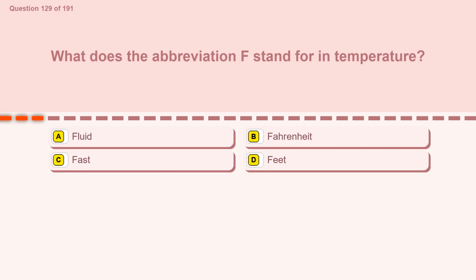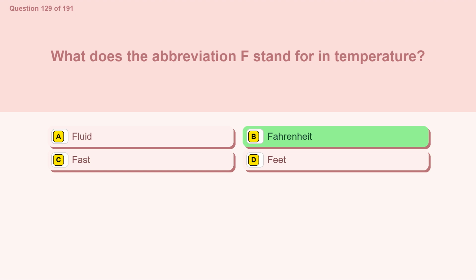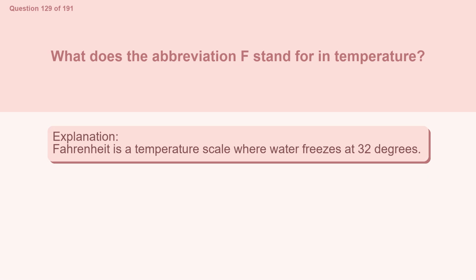Question 129. What does the abbreviation F stand for in temperature? Option A, fluid. Option B, Fahrenheit. Option C, fast. Option D, feet. The correct answer is option B, Fahrenheit. Fahrenheit is a temperature scale where water freezes at 32 degrees.